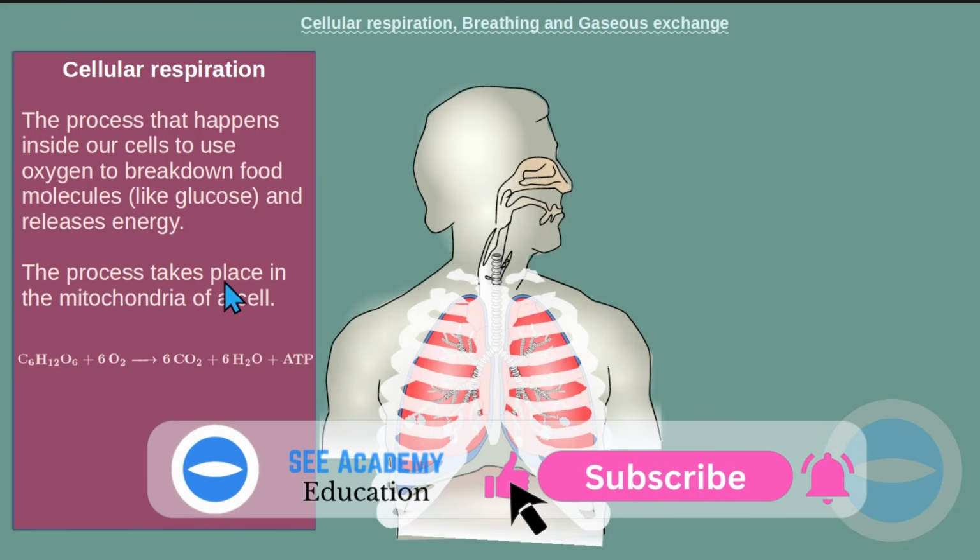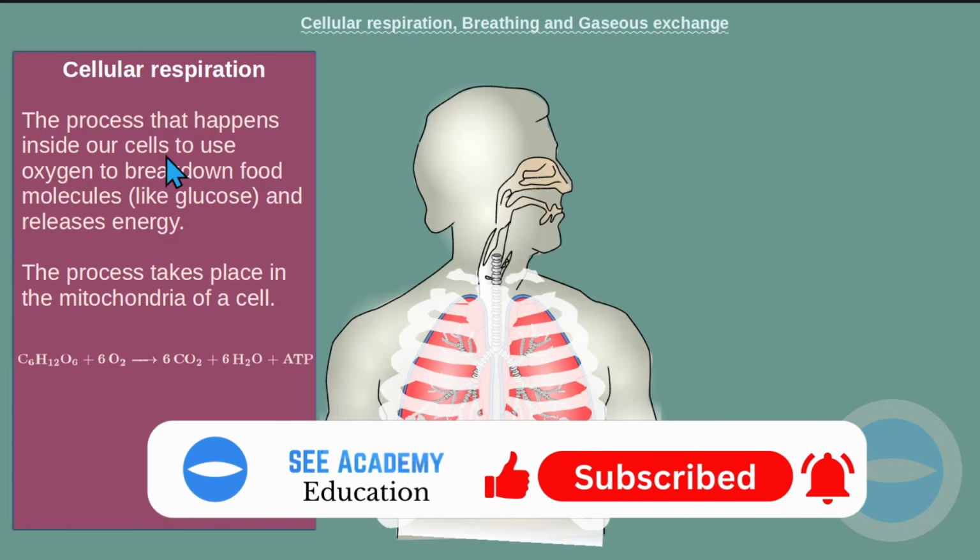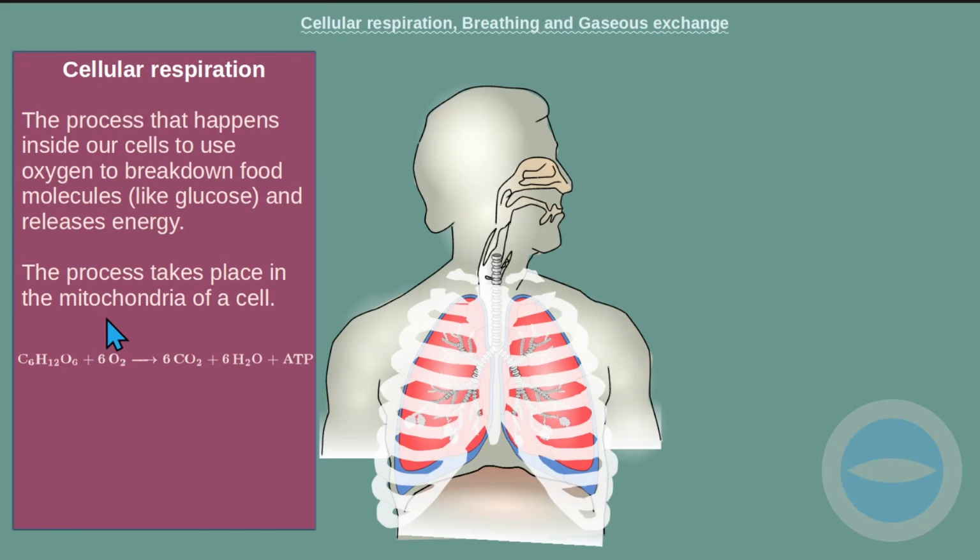The process takes place in the mitochondria of a cell. If you remember a cell, there is a part that we call the mitochondria. So this process takes place in the mitochondria. Here I made an example of the process. When we add glucose and oxygen, we end up with carbon dioxide. You remember, as animals, we release carbon dioxide, but we take in oxygen. So glucose and oxygen produce carbon dioxide, water, and ATP.